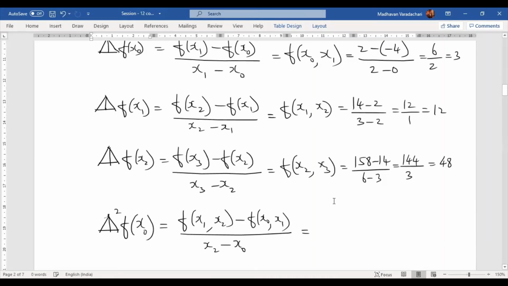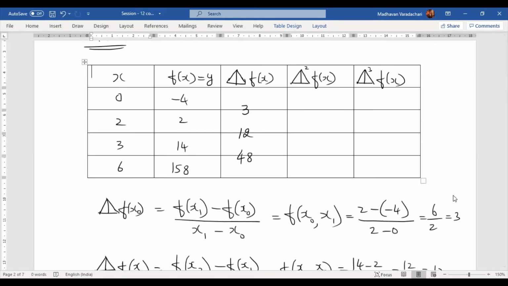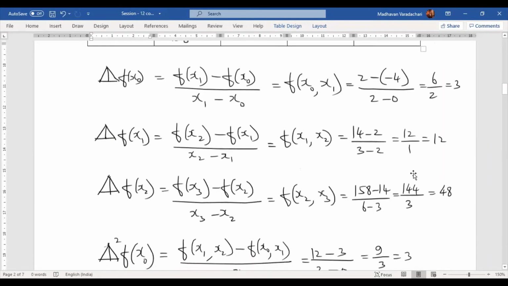So what is that? We have this value as 12, the other value as 3, divided by what is x2? It is 3. What is x0? It is 0. So this becomes 9 by 3, which gives you 3. So here I will write in between the answer, 3.